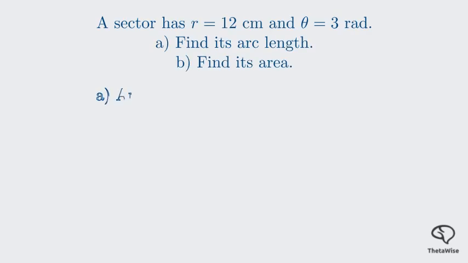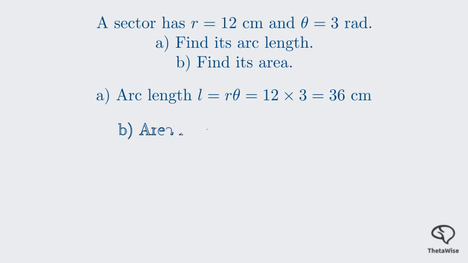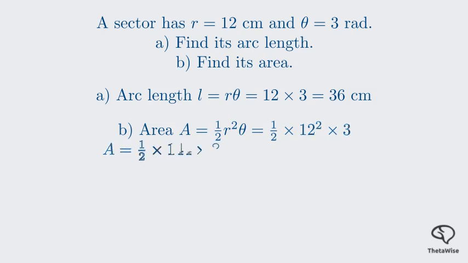Let's work through an example. A sector has a radius of 12 centimeters and an angle of 3 radians. We need to find its arc length and its area. First, the arc length. We use the formula L equals rθ. The radius is 12 and the angle is 3. So 12 times 3 gives us 36 centimeters. This is straightforward because the angle is already in radians. Next, let's find the area. We use the formula A equals 1/2 r squared θ. Plugging in the values, we get 1/2 times 12 squared times 3. That's 1/2 of 144 times 3, which is 72 times 3, giving us 216 square centimeters.